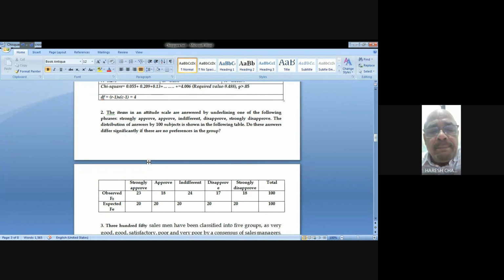There is an item and you ask people to answer it by saying whether they strongly approve that statement, only approve but not strongly, they are indifferent, they say I don't know anything about that, or they disapprove, no it is not right, or they strongly disapprove, no it's not at all right. If these 5 statements are given as options to an item for attitude measurement.